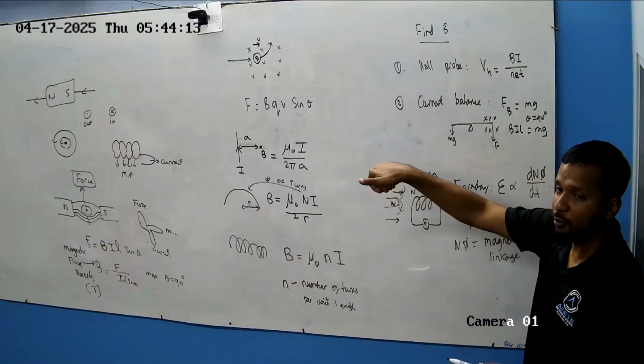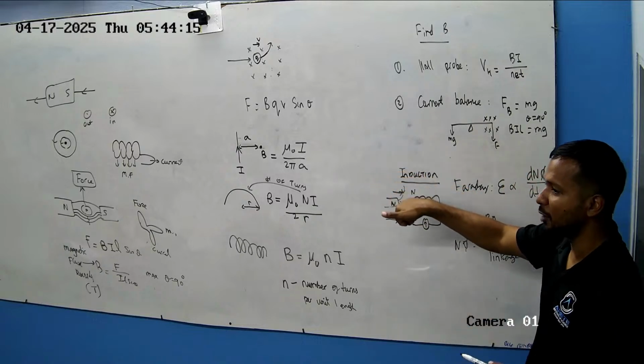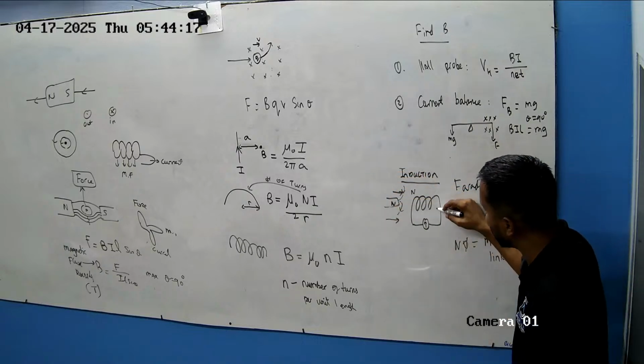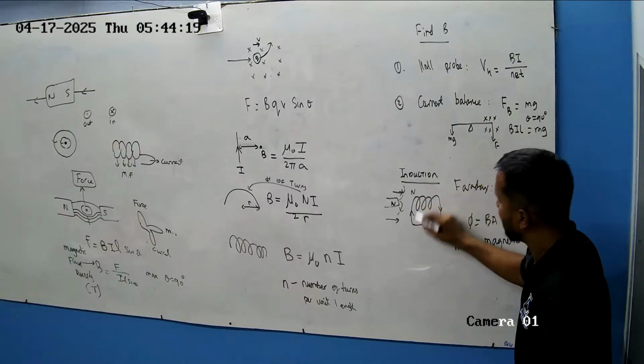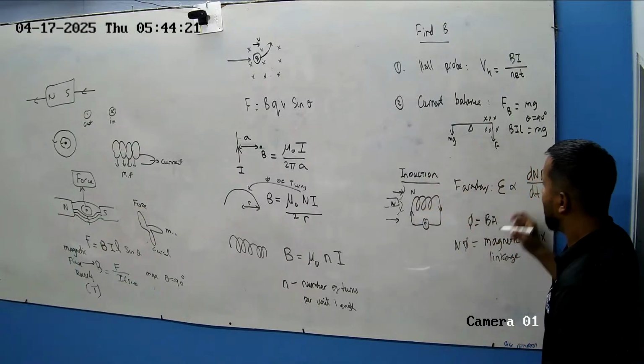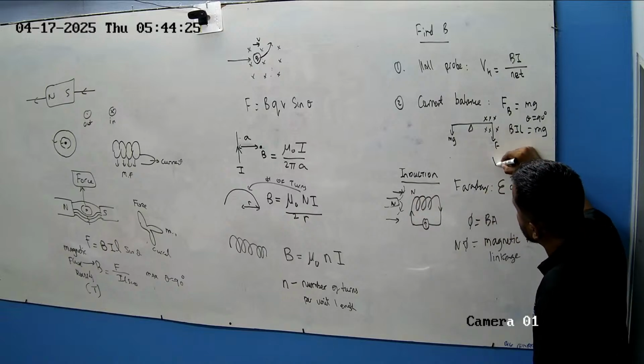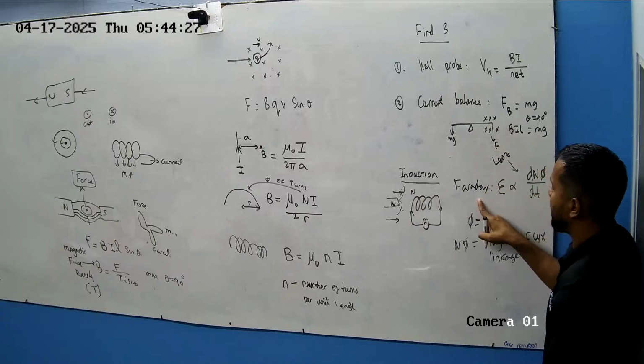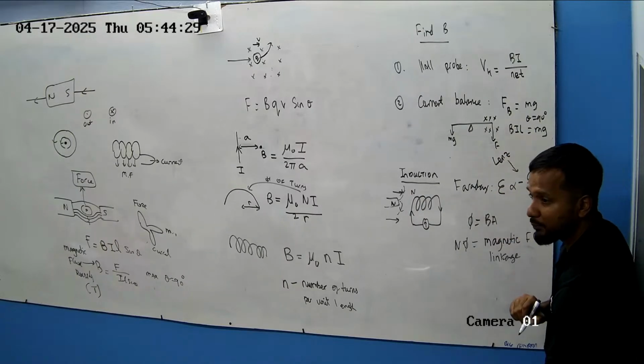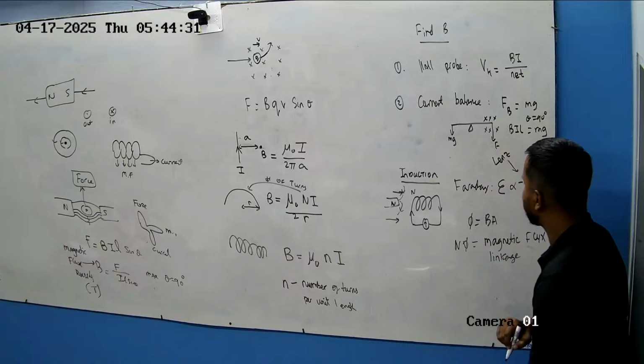You can use the right hand grip rule and work out the current direction. Current will flow like this. So in order to include Lenz's law in this formula, the power is a minus sign. Okay?